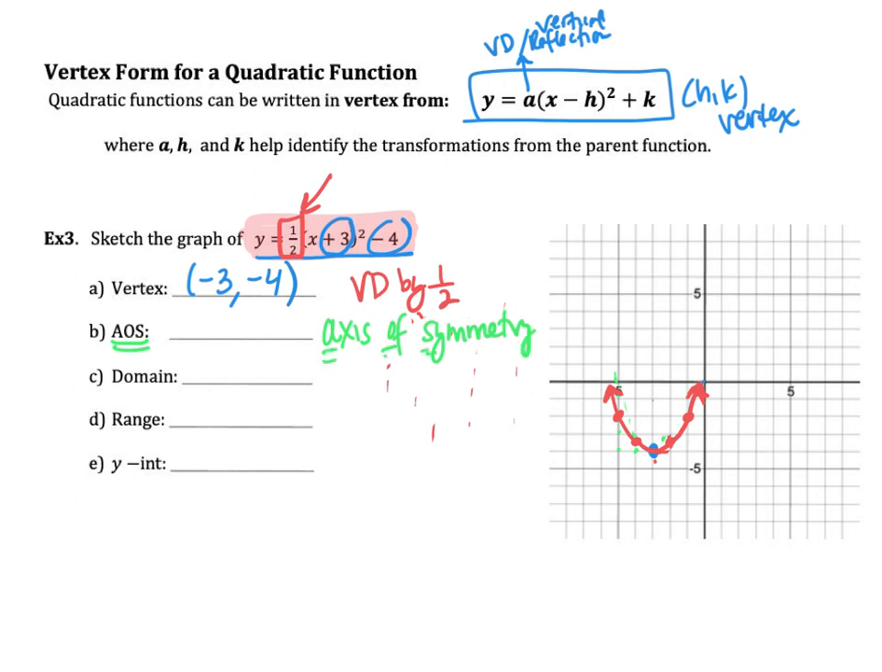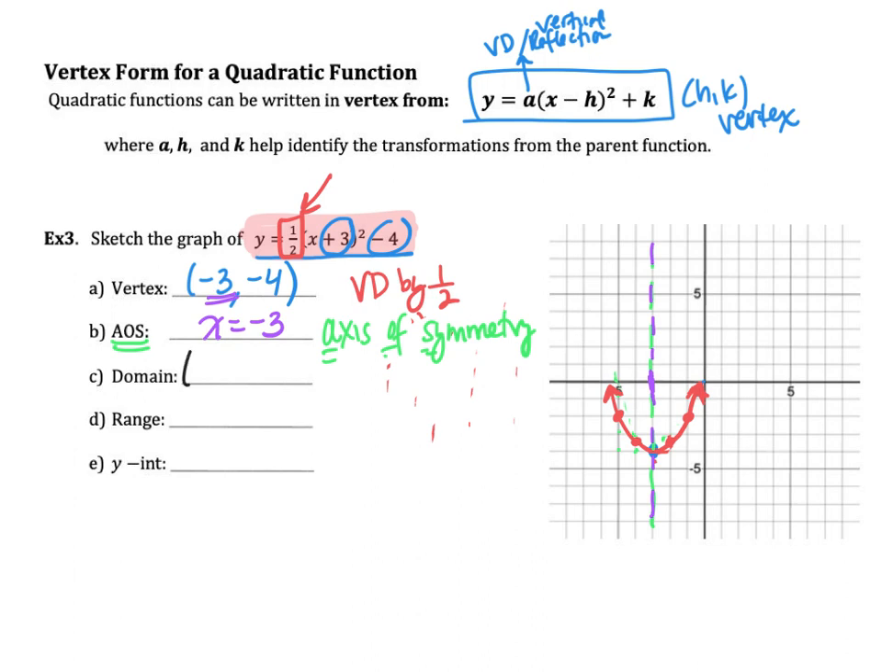So your axis of symmetry is what splits the parabola in half. So it's your vertical line, and it's your vertical line associated with the x-coordinate of your vertex. So it's just x equals -3. This is your axis of symmetry right here. It's a vertical line going through -3, and whenever you have a vertical line, you set it as x equals.